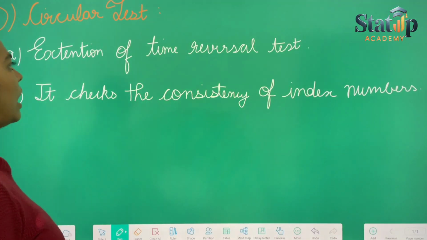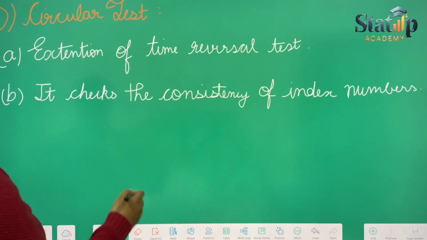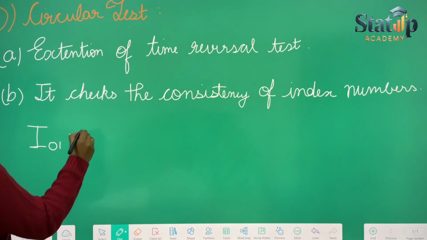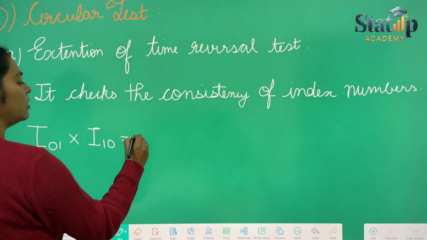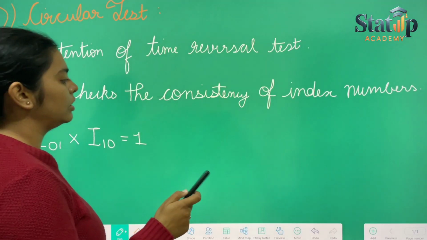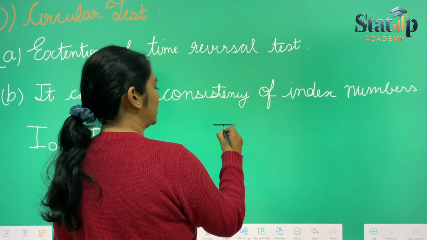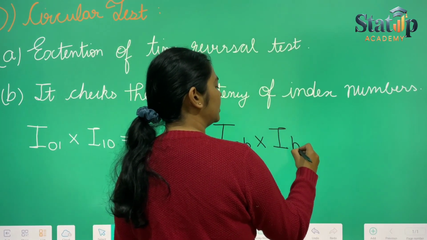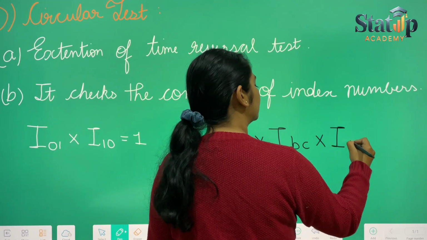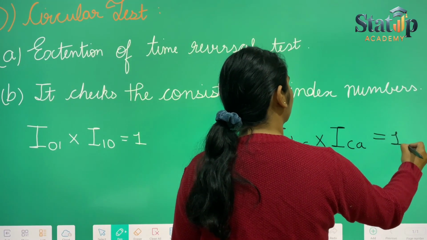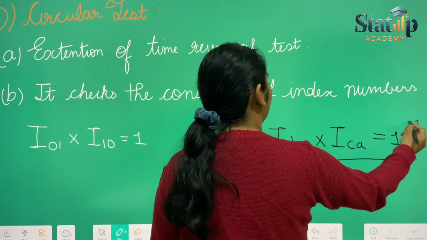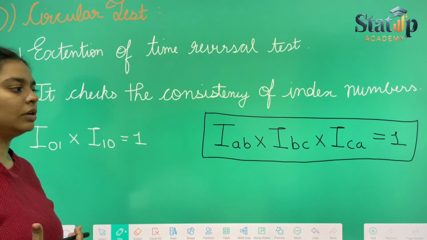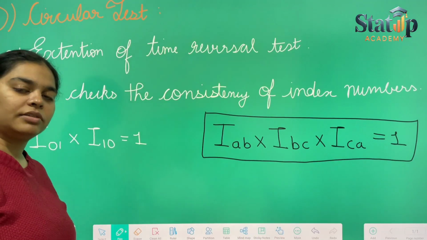Okay. So how is it the extension of time reversal test? We know that in time reversal test, our formula is I01 into I10 should be equal to 1. Here in circular test, we'll take 3 points. IAB into IBC into ICA should be equal to 1. So this is the equation of our circular test. Whichever index number satisfies this equation satisfies the test.